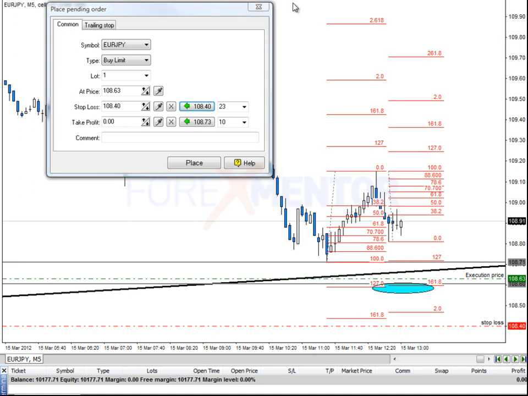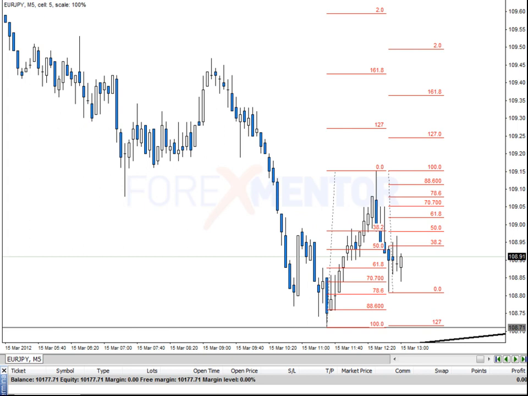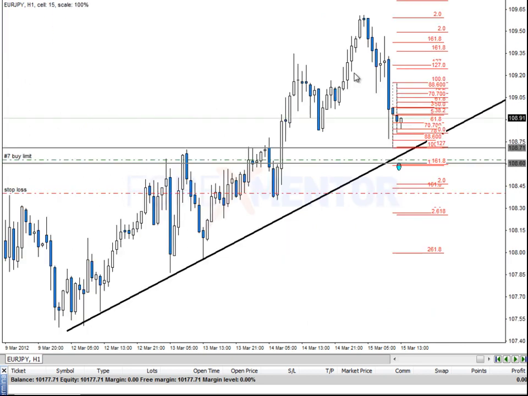Quite a bit of volatility on this pair at the moment. That's why the 23 pip stop on a 5-minute chart is quite large. Alright, in terms of take profit, I'm going to wait and see what happens if we get a reaction at this level, but let's just have a look at the higher time frames.